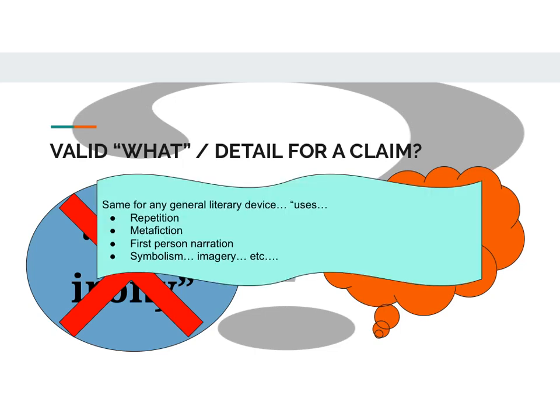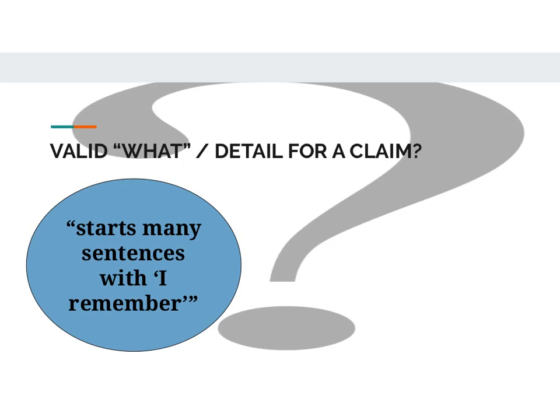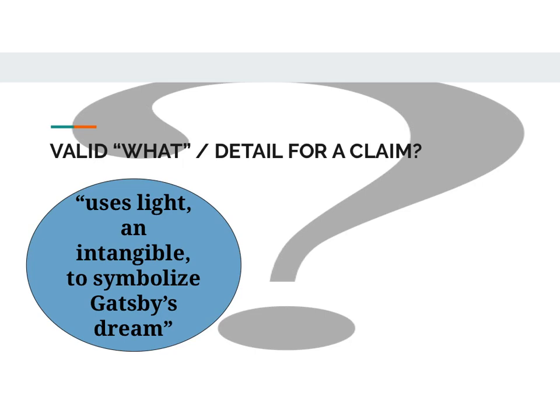This will be the same for any general literary advice. If they use repetition, metafiction, first-person narration, symbolism, imagery, all of that stuff, in order to solve, you have to identify exactly what the author has chosen to do. What are they repeating? How are they using first-person narration, etc.? How about this one? The author starts many sentences with "I remember." This one works. It is a valid one because it's concrete and specific.